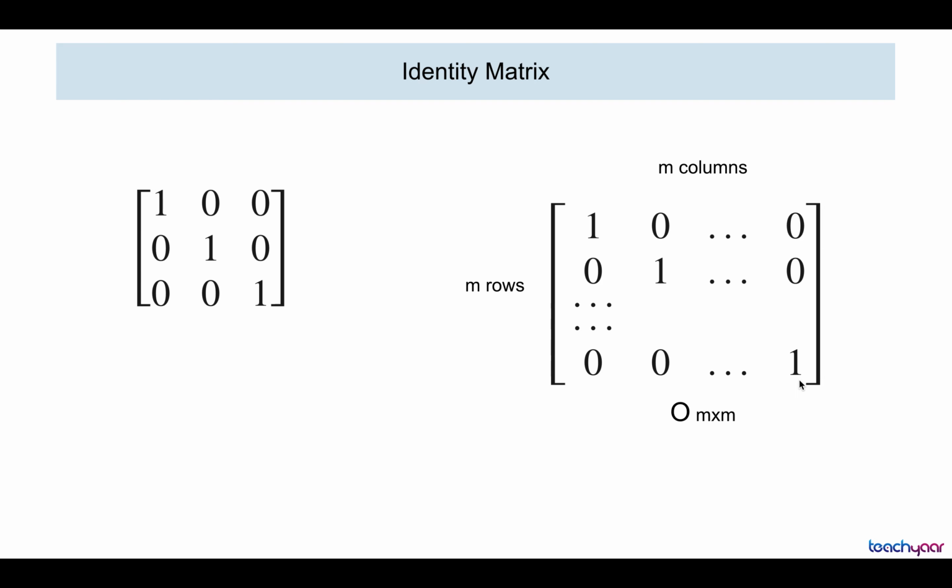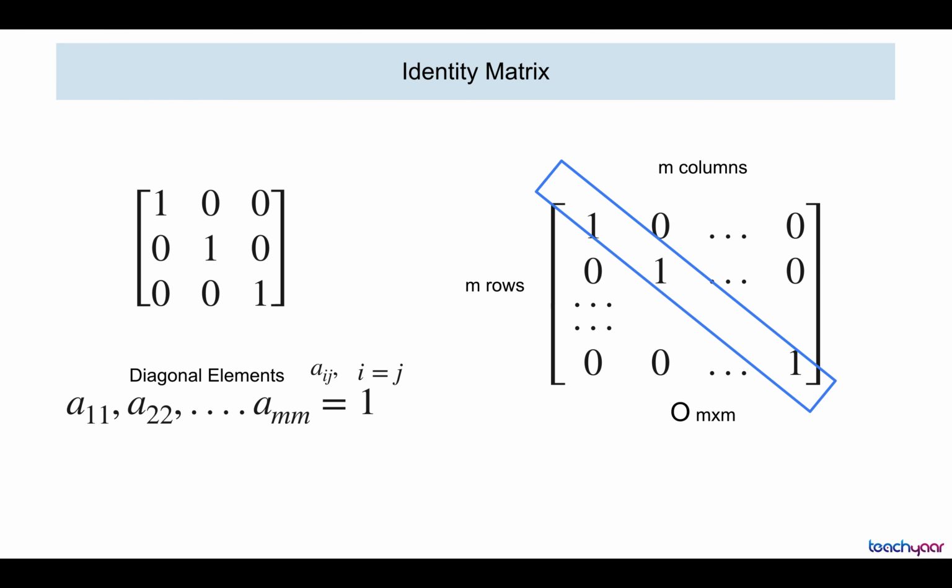So you know what comes next. I'm going to show you the diagonal elements like we have done in the scalar matrix and the diagonal matrix case. The elements aij, where i equals j, are all 1, right? a11, a22 and so on equal to 1.